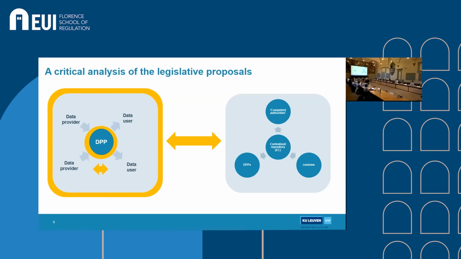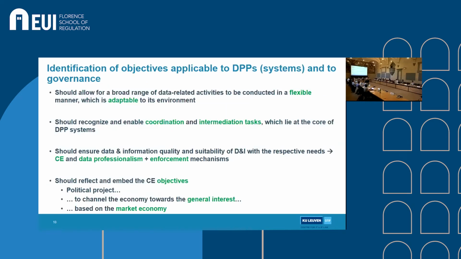So from this analysis, we try to outline objectives that should apply to digital product passports and digital product passport systems related to governance. Because it's missing, we try to identify what's necessary.